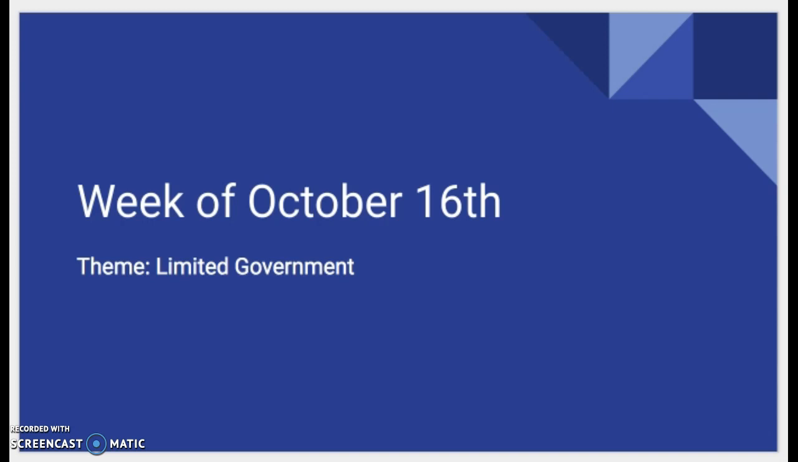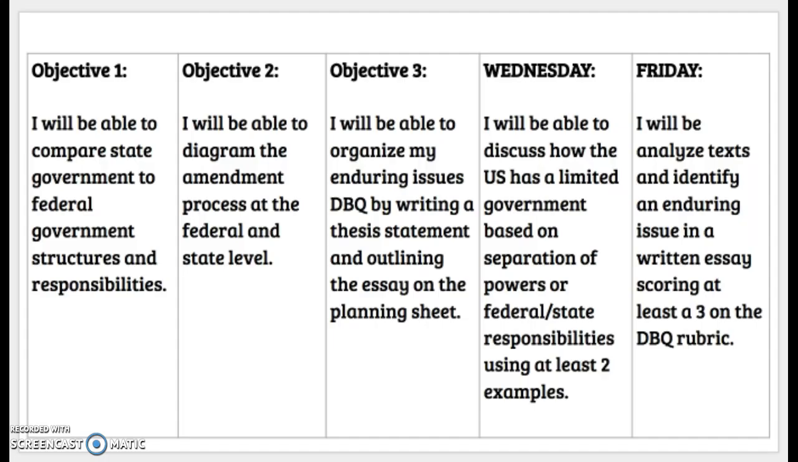This week we'll be talking about limited government, and in order to do that, we're going to be working on objectives that will help us talk about limited government. So on Monday and Tuesday, at the very least, you should be working on Objective 1 and 2.